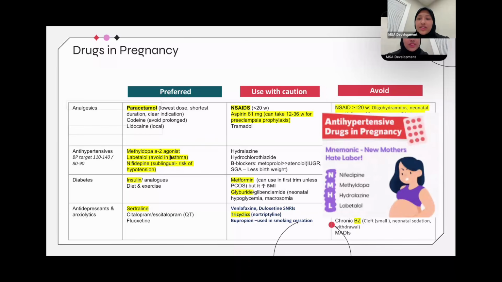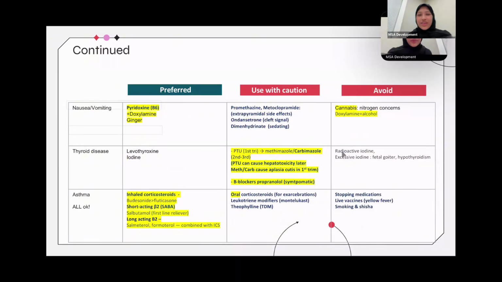For antihypertensives, there's a mnemonic that I like: New Mothers Hate Labor. So nifedipine, methyldopa, hydralazine is a gray area, you can still use it, and labetalol. Most importantly is NML: New Mothers and Labor.